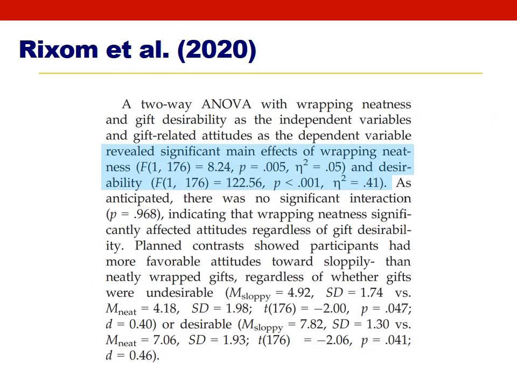Here's how the authors wrote up their results in their published paper about this study. Notice they did a 2-way ANOVA with wrapping neatness as their first independent variable and gift desirability as their second independent variable. Their dependent variable was what they called gift-related attitudes, in other words, how much people liked the gift.